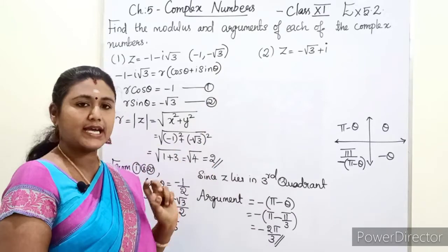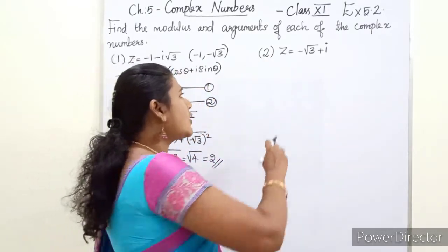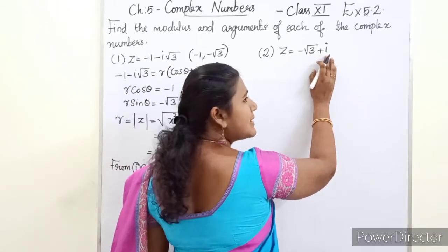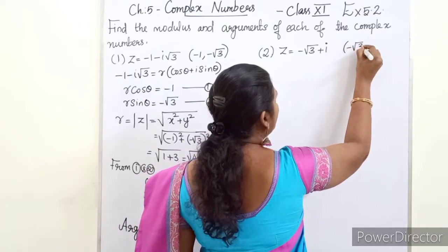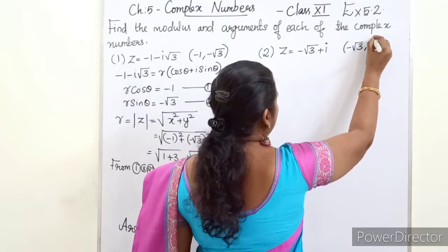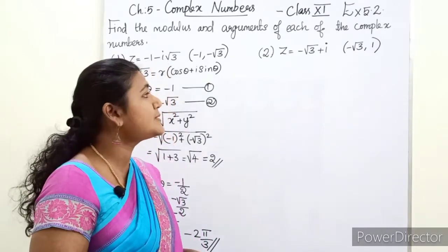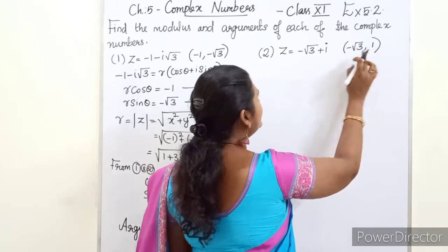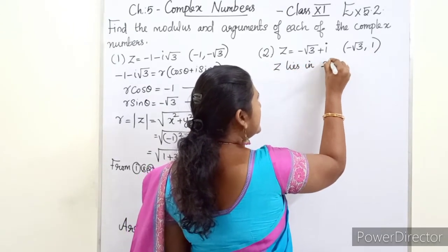Now we will see the second question. For the second question, the complex number z is equal to minus root 3 plus i. That is, the ordered pair is minus root 3 comma 1. In which quadrant does this point lie? x is negative and y is positive. So z lies in the second quadrant.